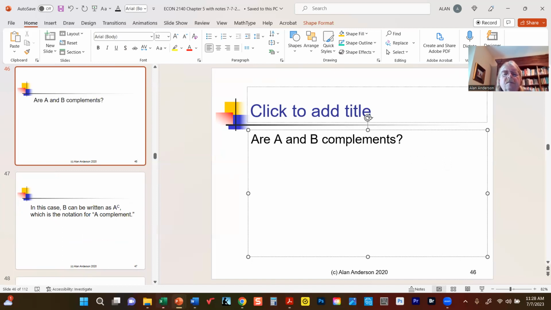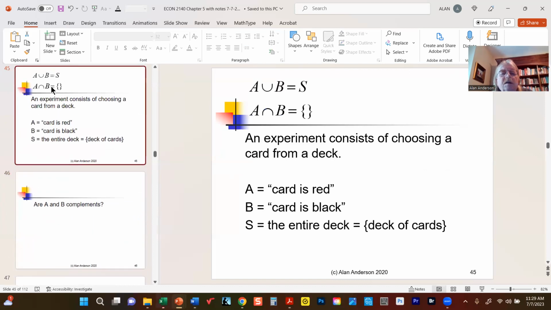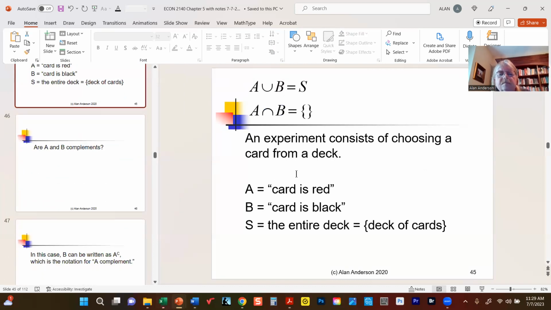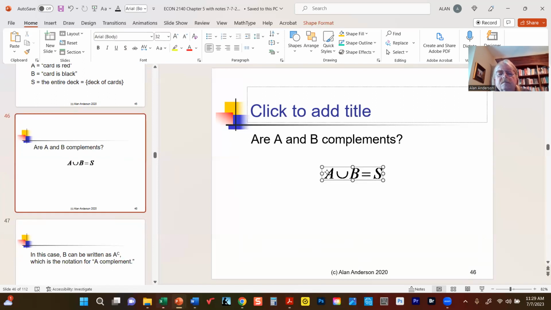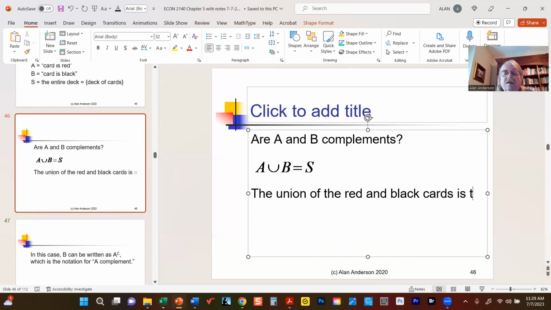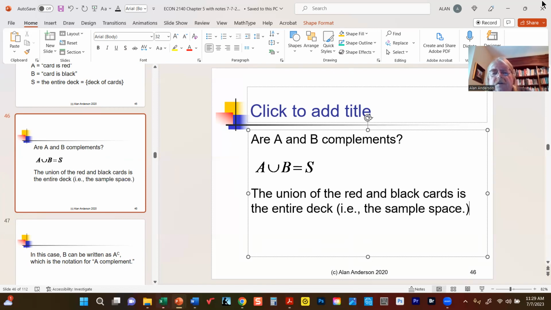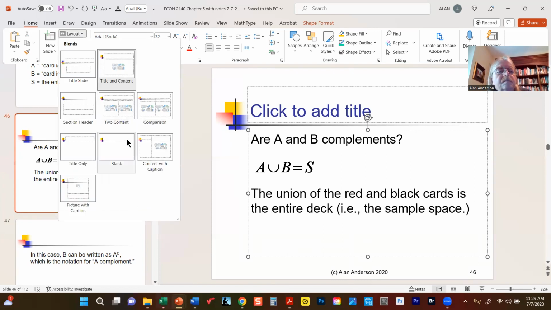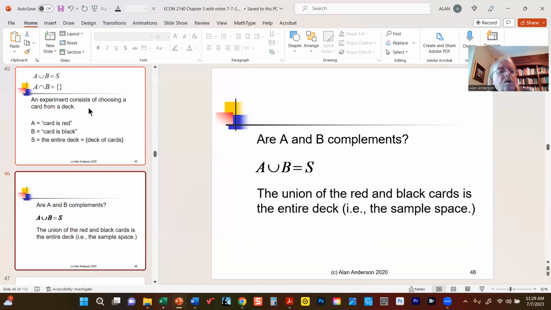Well, okay. What is the union of these two? The union of the red and black cards is the entire sample space, the entire deck, that is. So that condition is true. What about the second condition?